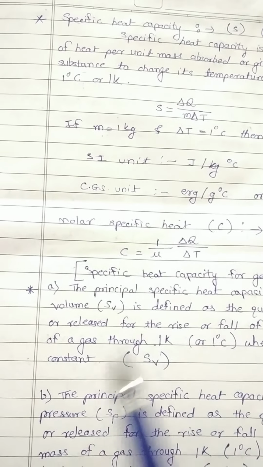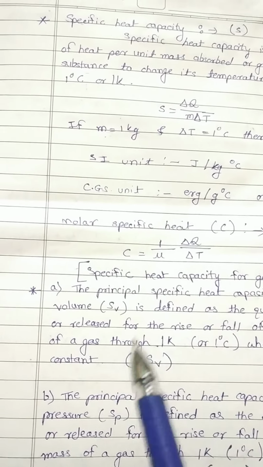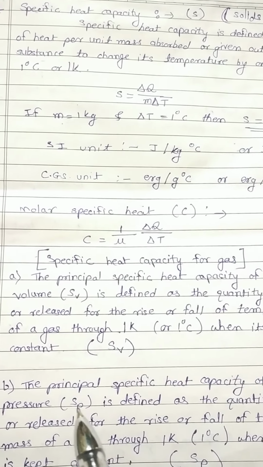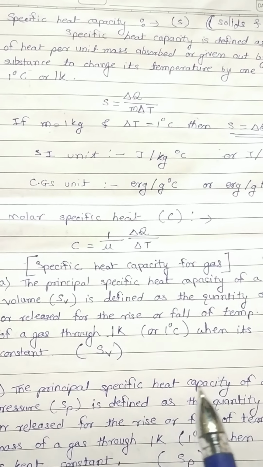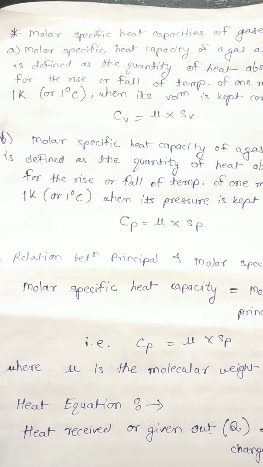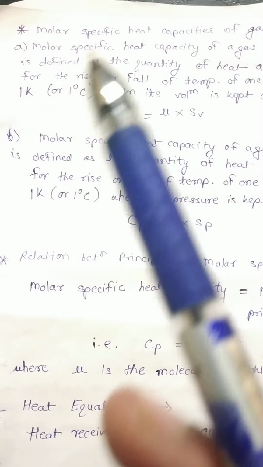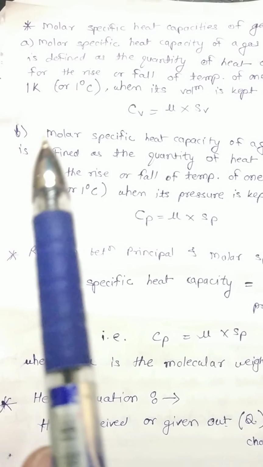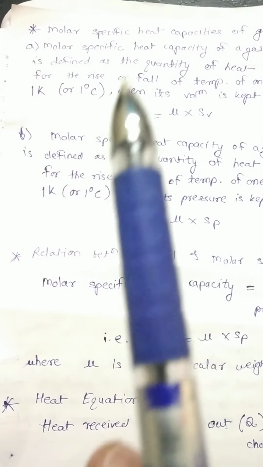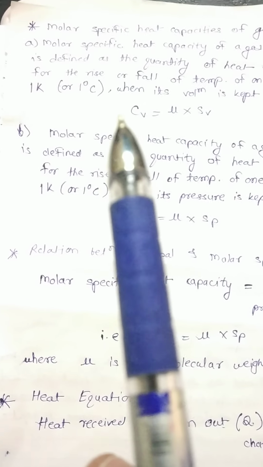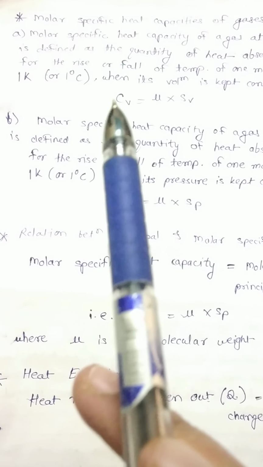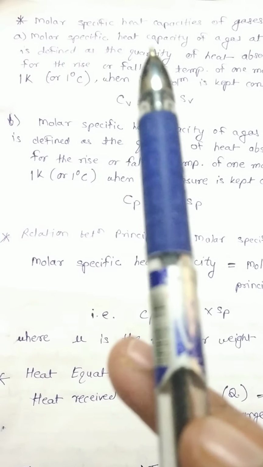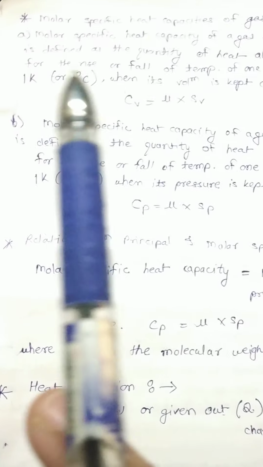So it is necessary to define two principles: the principal specific heat capacity at constant volume and the principal specific heat capacity at constant pressure. Okay. So now the next point is molar specific heat capacity of gases. The last point we know is the formula C = (1/μ)(ΔQ/ΔT) for the molar specific heat of solids and liquids. Now we see the next formula, the different formula for the molar specific heat capacity of gases.